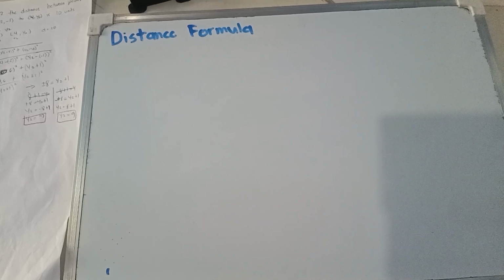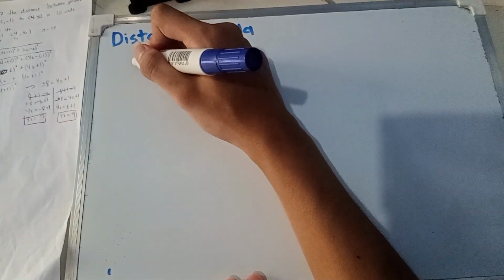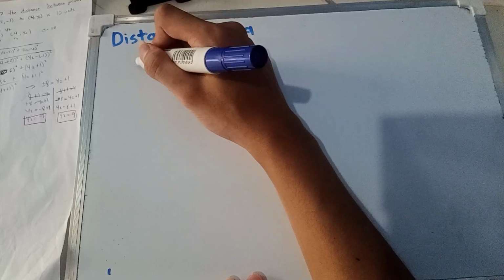So we will discuss the topic of distance formula. Now we define distance as the length of one point to another point. Okay, so to find the distance between 2 points in a coordinate plane, we will use what we call the distance formula.